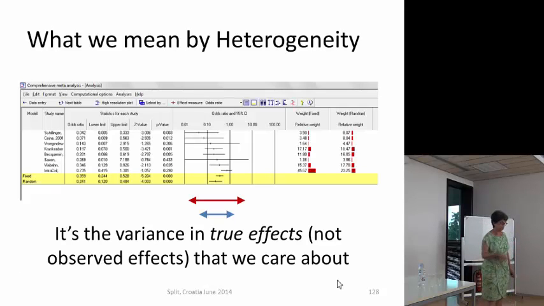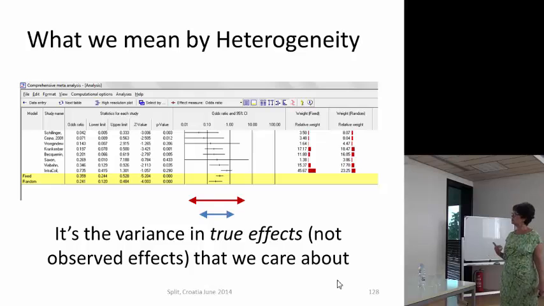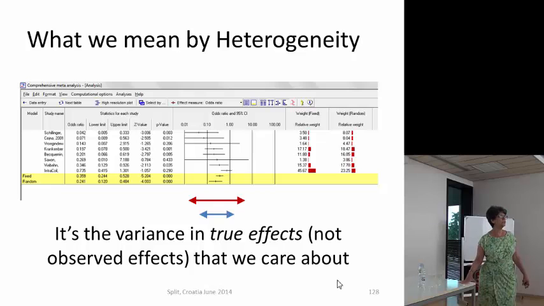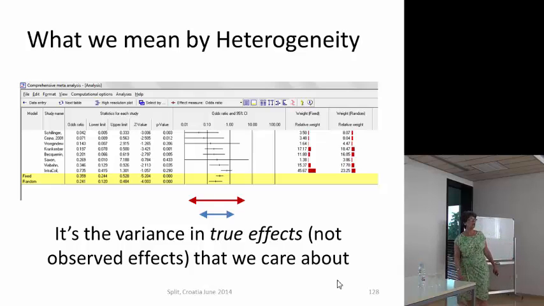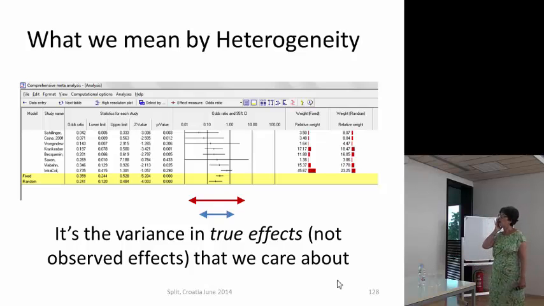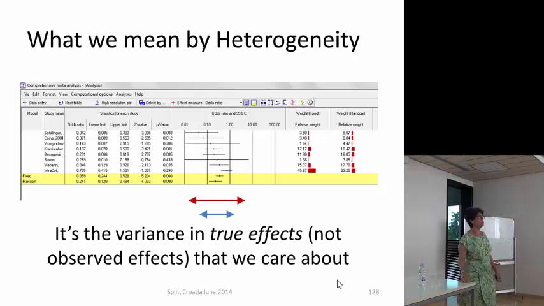Now, to pick up on what I said before about sampling error variance, what we care about is we want to know how much the true effects vary. There's only one problem with that. We don't get to see the true effects. We only get to see the observed effects. So the question is, well then how do we know what the variation in true effects is? And pretty much what we do is we know what the observed variance is. That's easy to compute.